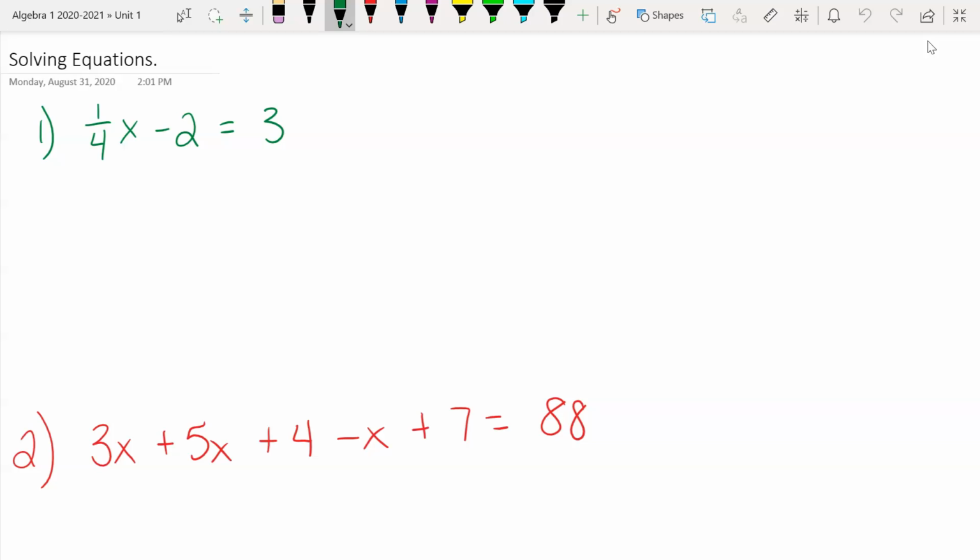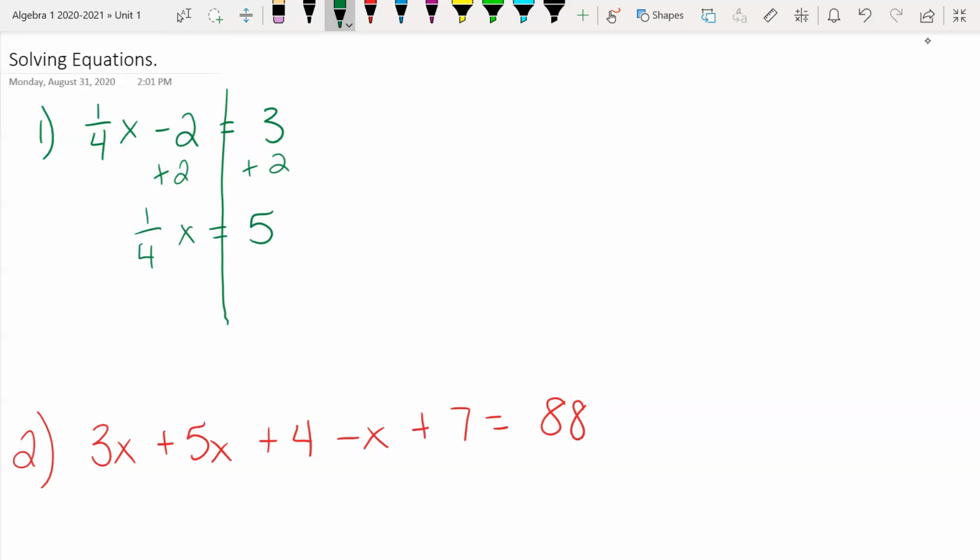With that being said, let's go over these three problems. In the video, I'm going to pause this and have you answer it, and then I'm going to work them out. All right, so the first one, I'm going to draw my little line here. I'm going to add 2 to both sides because I want to get that 1/4 x by itself.